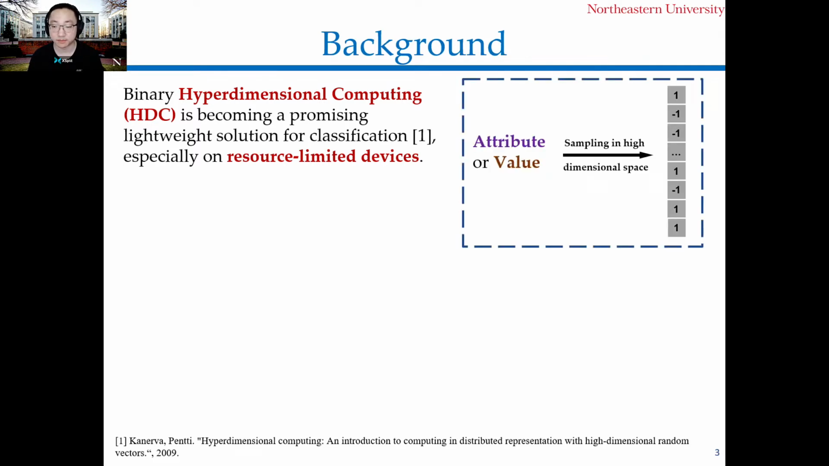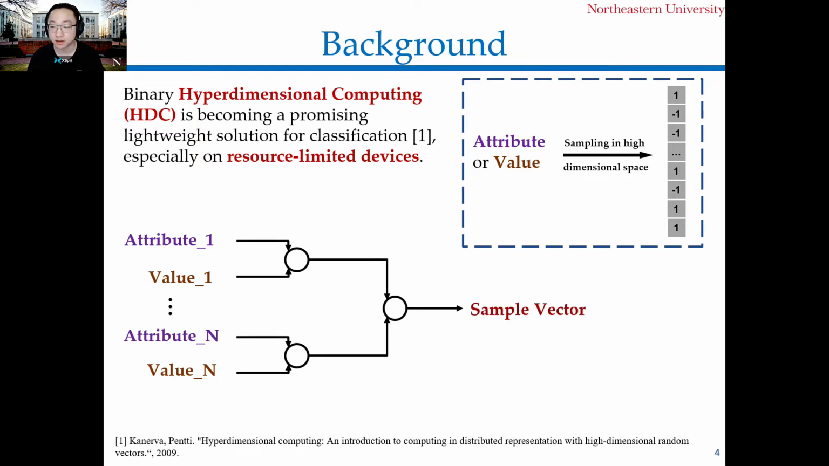As shown on the right, by randomly sampling in a high-dimensional space, HDC can project an attribute or its value to a high-dimensional vector called a hypervector. For a machine learning dataset, the attributes are just features or pixels. In this work, we focus on the binary HDC for the sake of hardware efficiency. The hypervectors in binary HDC are either 1 or -1 in a bipolar system, or 0 or 1 in a binary system. With hypervectors representing attributes and values, they are bound in a cascaded manner to generate a sample vector representing the entire object.